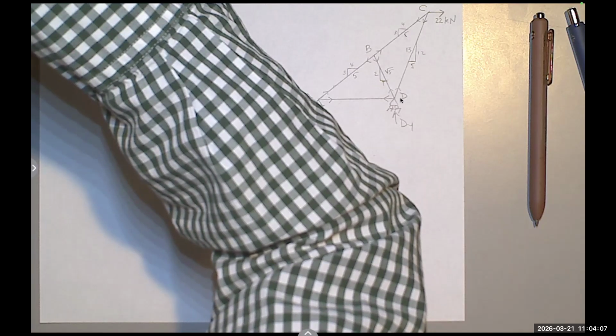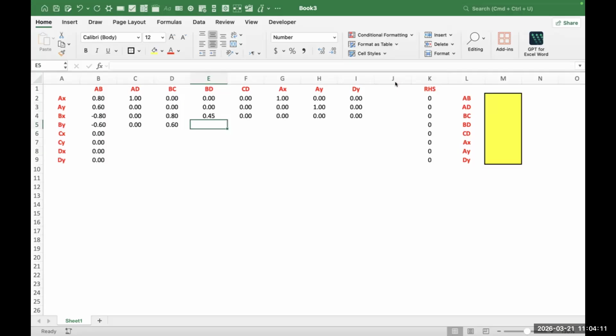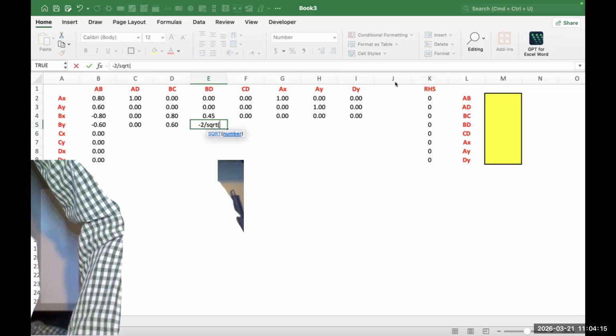For BD, the Y is negative 2/√5. So negative 2/√5. Will it accept it, or do I have to say equal? I think it will accept it because there is no confusion. If it's a fraction like 3/5, it may think that's a date.